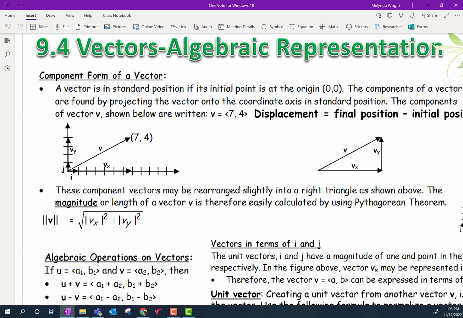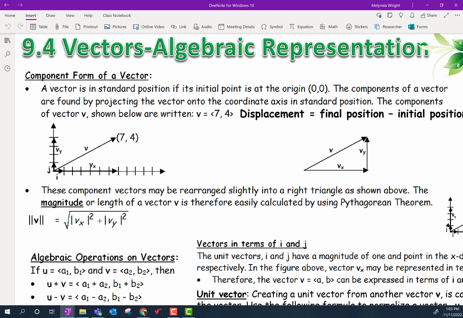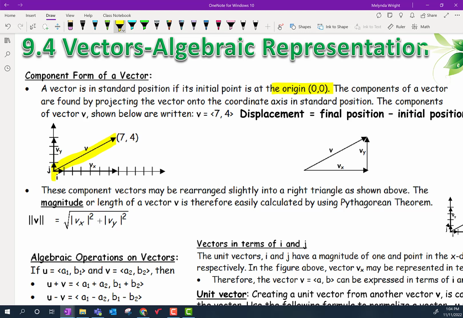So if our vector is in standard position, our initial point is going to be at the origin, like this right here. This vector is in standard position. It begins at the origin, and then it proceeds onward. The components of the vector, and that's crazy math talk, so let me just explain. If we were to make this a right triangle, this section of the right triangle would be the x component of your vector, and this section right here would be the y component of your vector. That's what it means by components, x and y components.